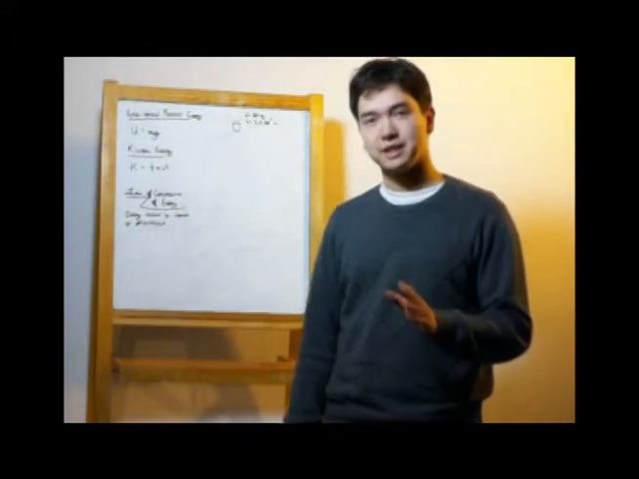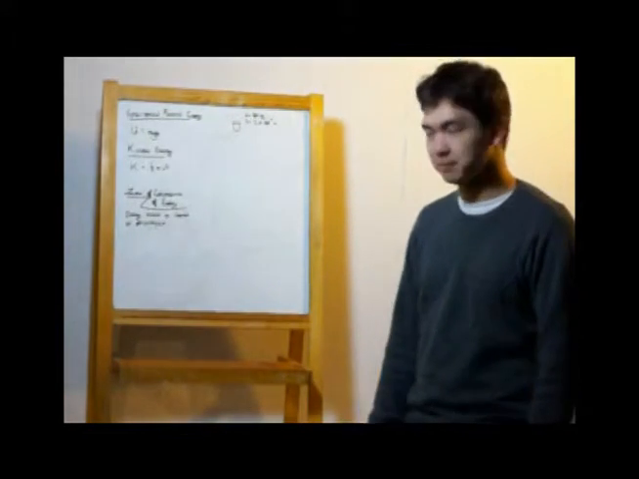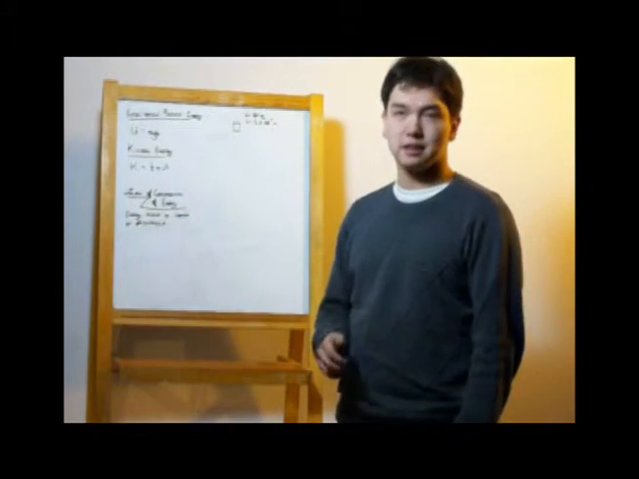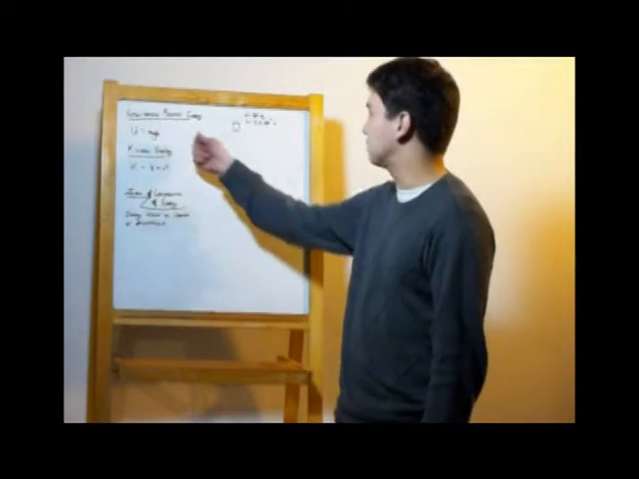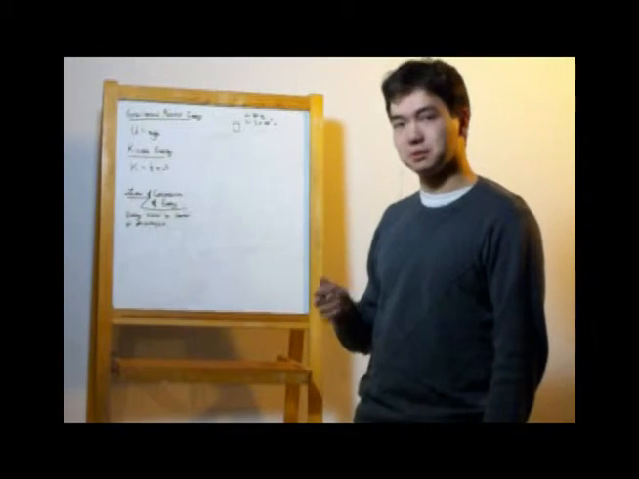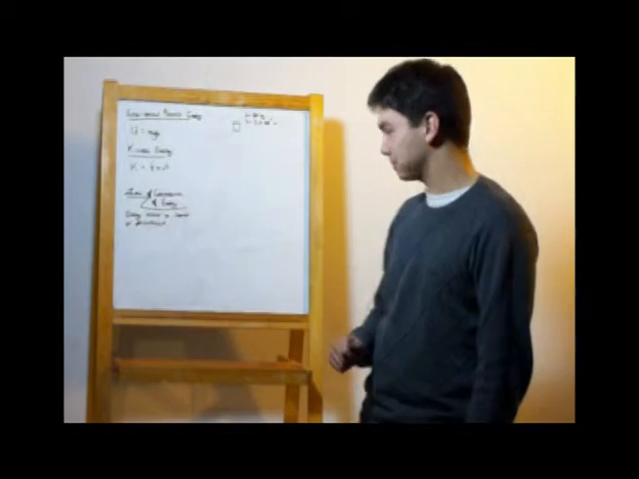Today's topic, gravitational potential energy and kinetic energy. Gravitational potential energy is something that happens whenever you have gravity. So everyone on Earth has some gravitational potential energy. Kinetic energy is the energy of motion. If any object is moving, it will have some kinetic energy.